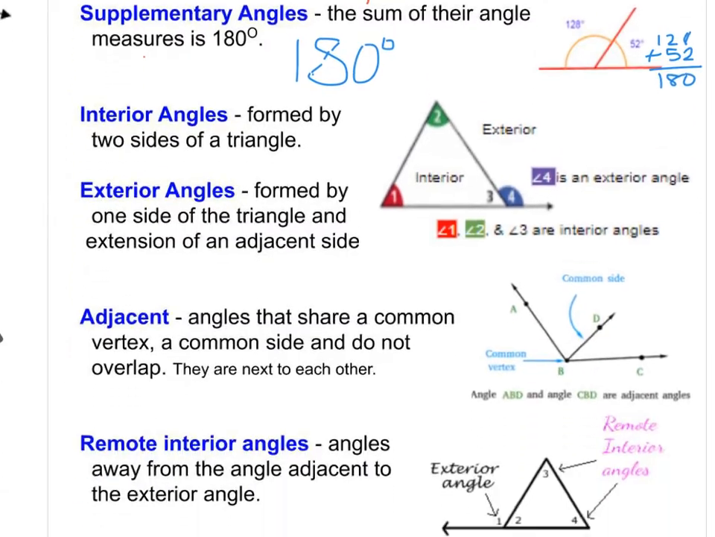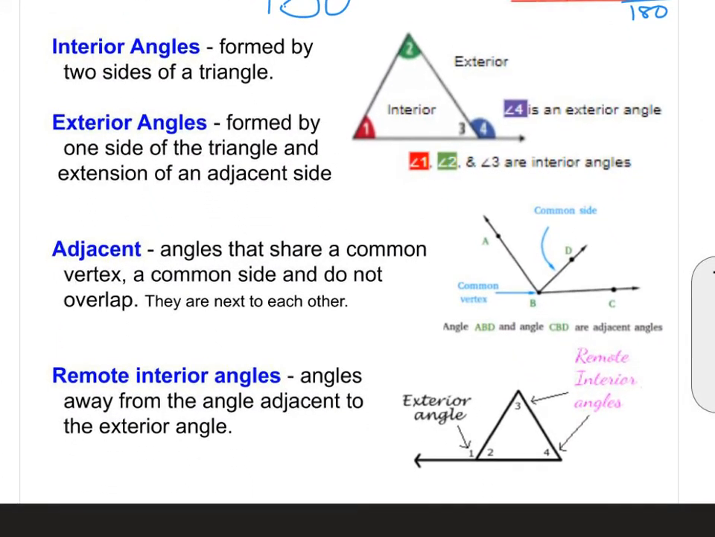Now, what does adjacent mean, in case we don't remember? Adjacent angles share a common vertex, a common side, and do not overlap. Or you could just remember they are next to each other. You can see over here, this angle right here is adjacent to this angle right here. It's also written angle ABD is adjacent to angle DBC. Those are considered adjacent angles.